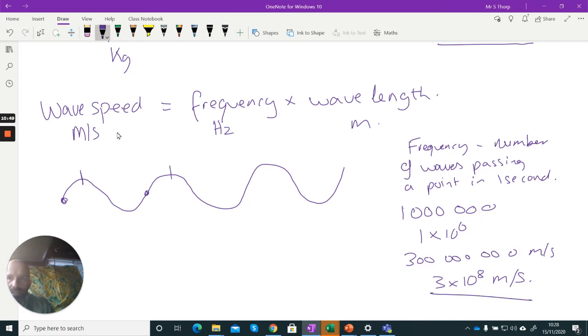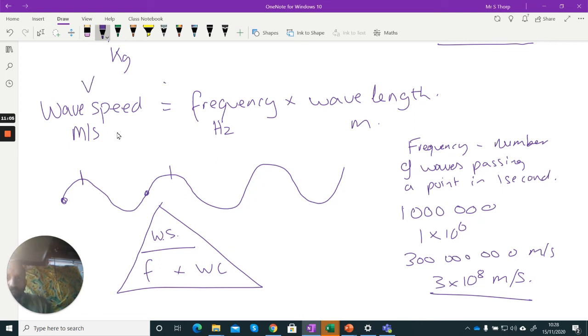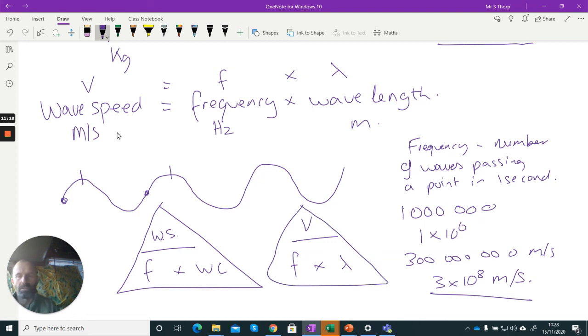And so rearranging it, we've got wave speed is frequency times wavelength. And so the symbols for this are quite easy to remember. So V equals F times lambda, which is like an upside down Y, so you can write it like that. V equals F times lambda. Okay, just knowing the equations gets you most of the way through this exam.